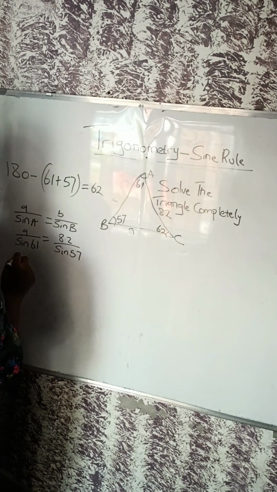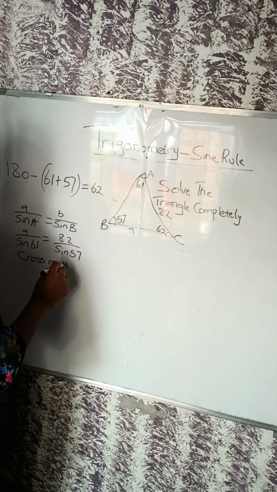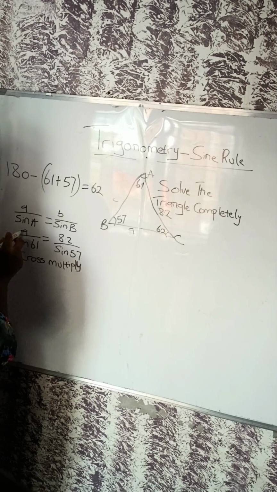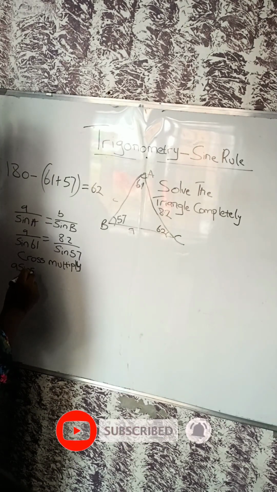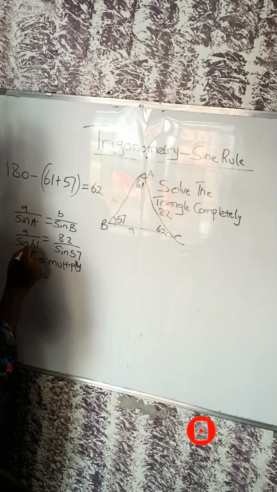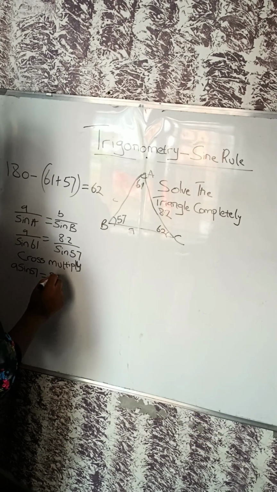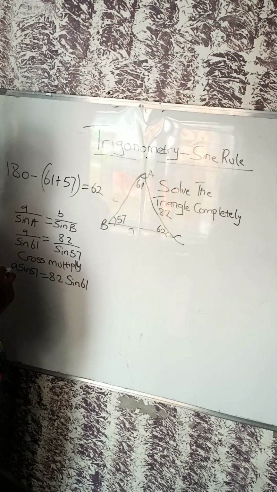So now we cross multiply. Cross multiply. What does that mean? It means this will multiply this and this will multiply this. So a times sine 57 will be a sine 57 equal to this times this, which will be 8.2 sine 61. Now we want a to stand alone so we can solve for a. We need to divide both sides by this, so a can stand alone.